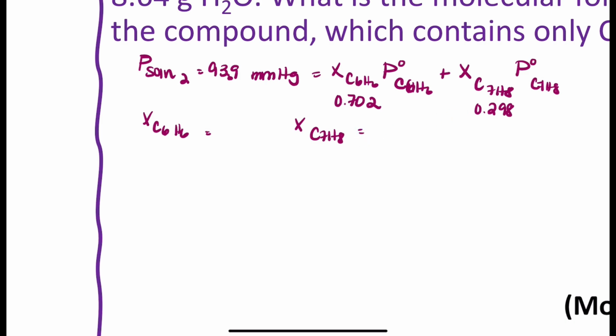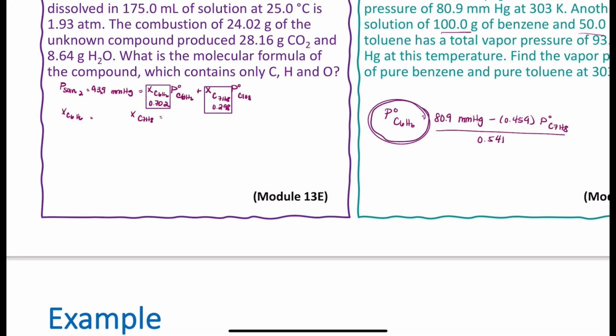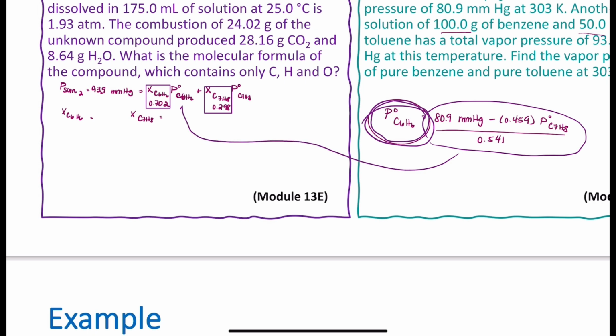So I've got the mole fraction of each species now. But I also have, if you remember, this. I have the partial pressure of benzene right here. I can plug this into my equation here and solve it algebraically. And that's what I'm going to do.